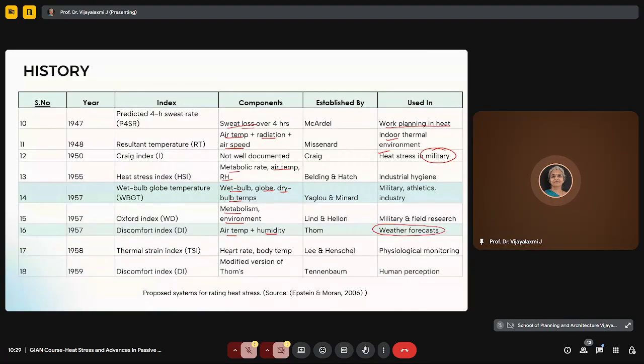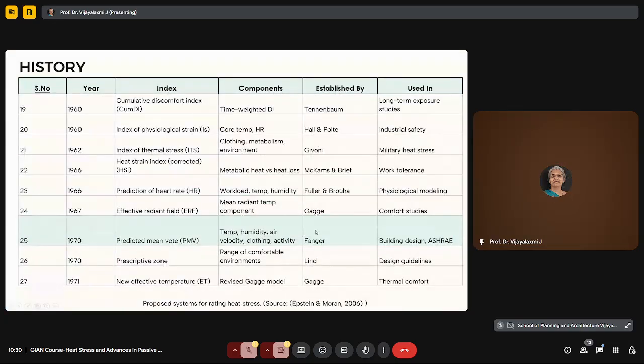Thermal strain index combines heart rate with body temperature. So this is more for physiological monitoring. Then we have the discomfort index, which is a modified version of Thom's, and this is more for human perception, not in terms of actual numbers. Then the cumulative discomfort index uses time weighted discomfort index.